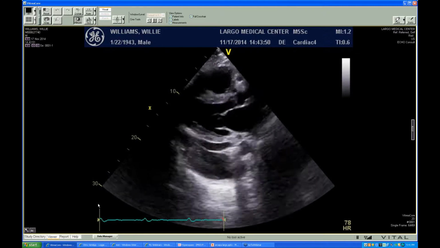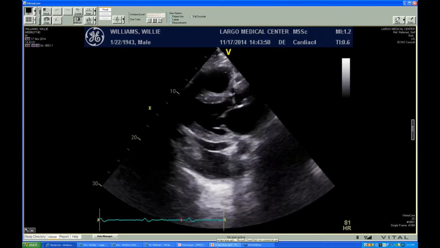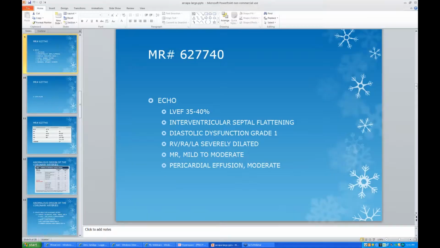He was also fairly dilated. That's okay. Okay, so EF was about 35–40%. He had some interventricular septal flattening. RV and RA, LA was severely dilated. MR was only mild to moderate, and he did have that effusion.